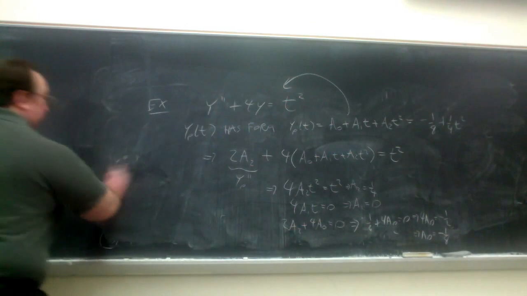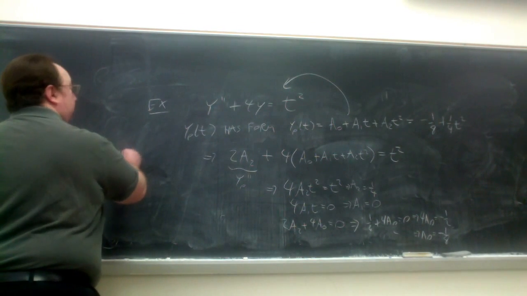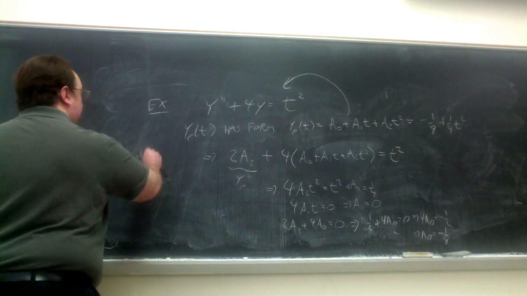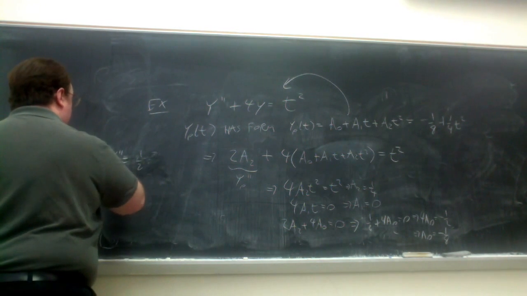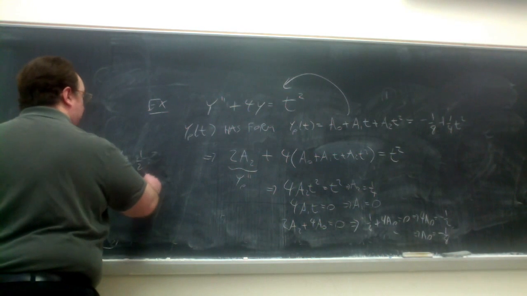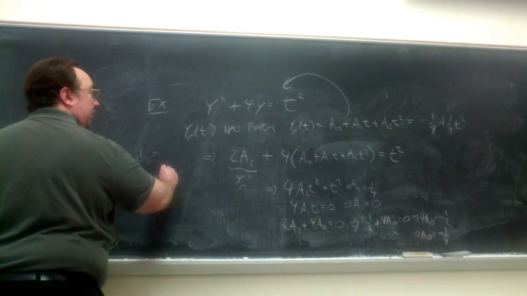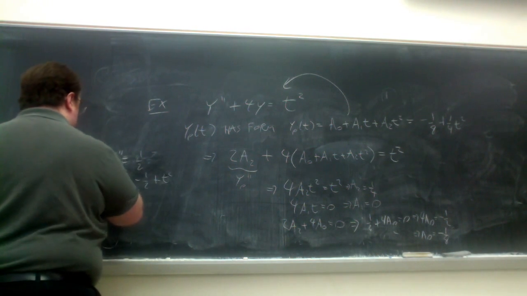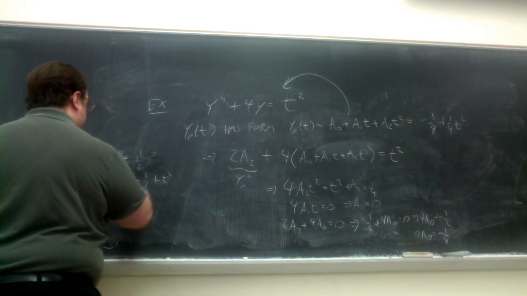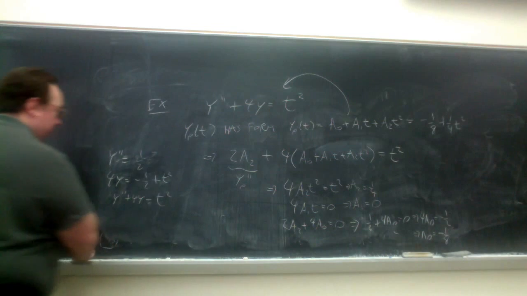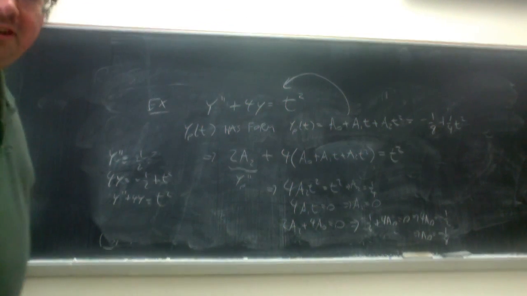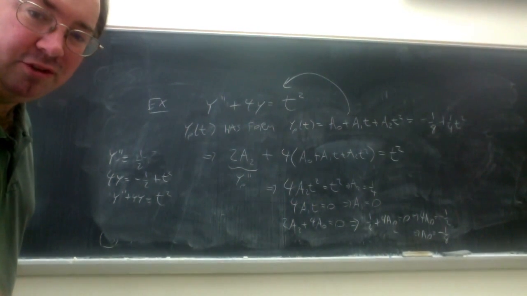And just to confirm that, y'' is 1/2, just plain old 1/2. 4y is equal to minus 1/2 plus t squared, so y'' plus 4y, the 1/2 and minus 1/2 cancel, and you get t squared. Okay, so at least you can see the corrected version on YouTube.